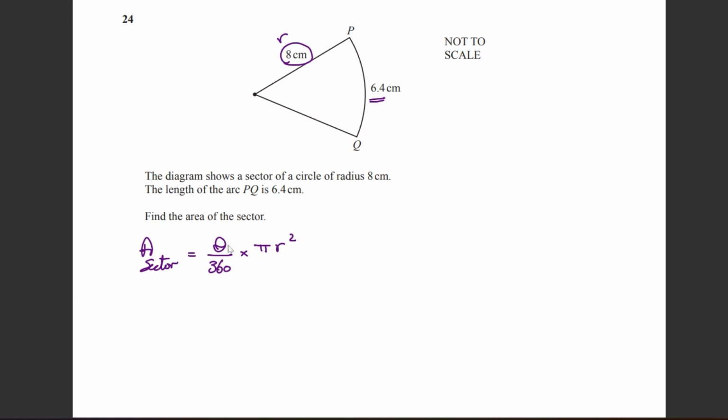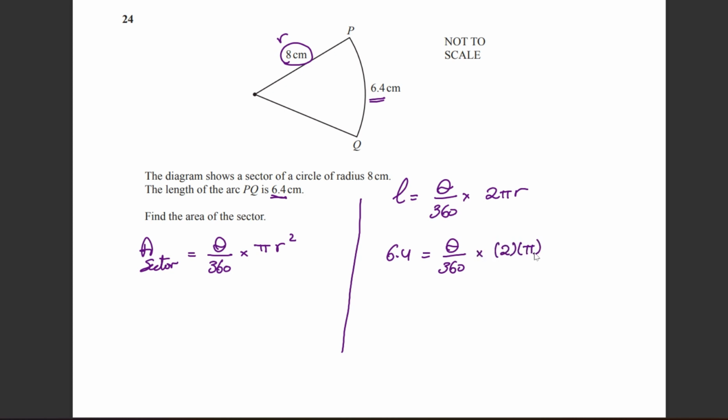So I am going to divide my workspace like this and put here the length of the arc equals theta over 360 multiplied by 2 pi r. So the length is 6.4 equals theta, which I don't know, divided by 360 multiplied by 2 pi r, and then we can work directly on the calculator. We can make it by shift solve or work it by the calculator.